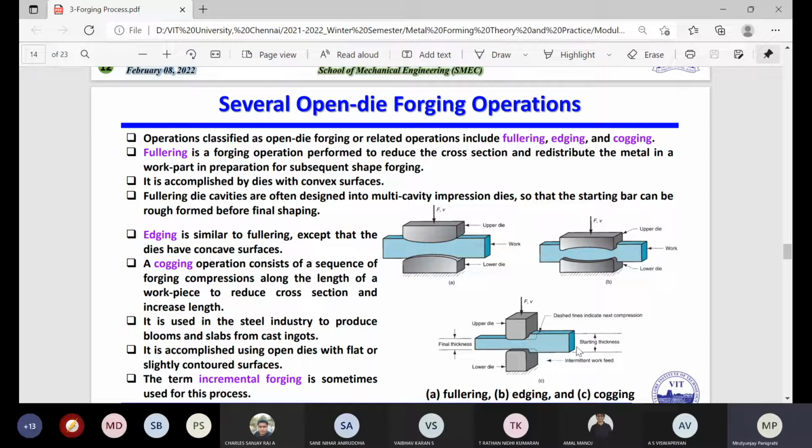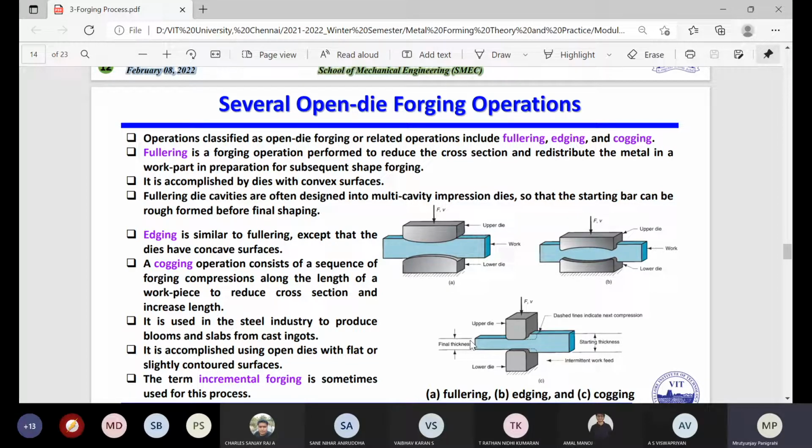So here, initially you have the starting thickness, and here the lower die you have is fixed, the upper die is moving. So you are applying the force and volume here. Whenever you are making the cogging operation along the length, you are finding the final thickness there. Okay, so you also reduce the cross section. But your length will increase, because here your height is higher, but the moment you are pressing, your length will increase, right?